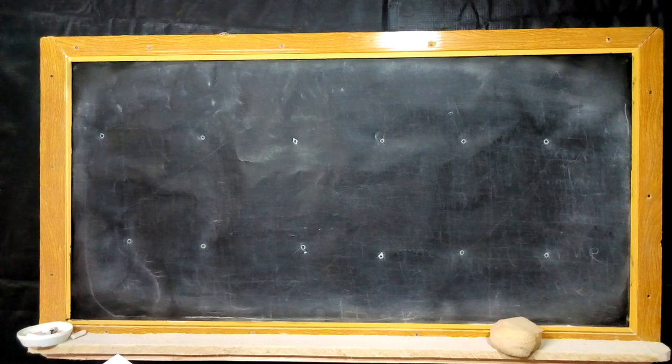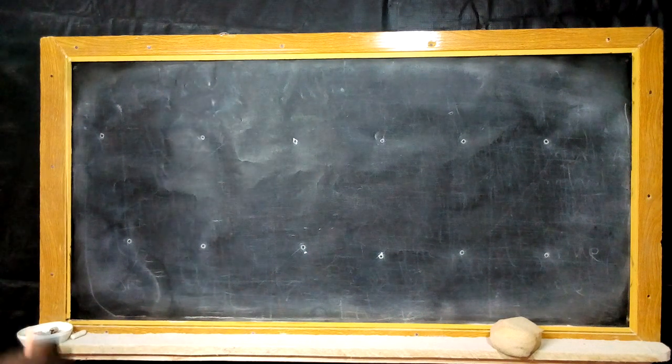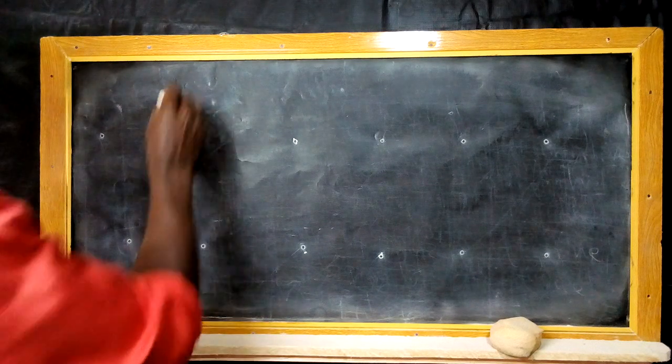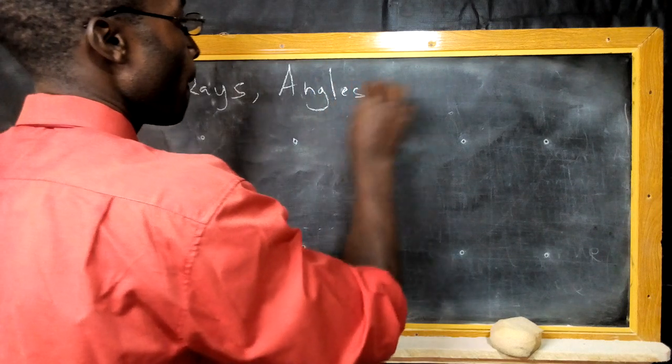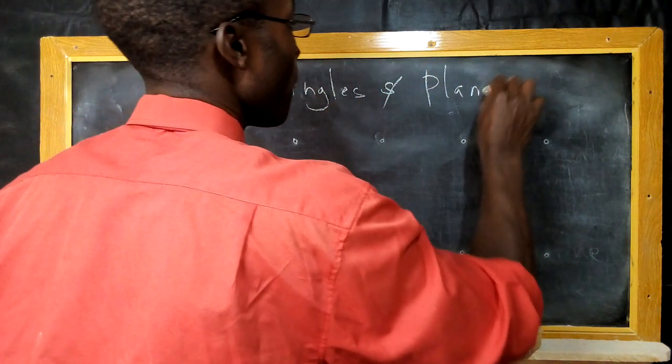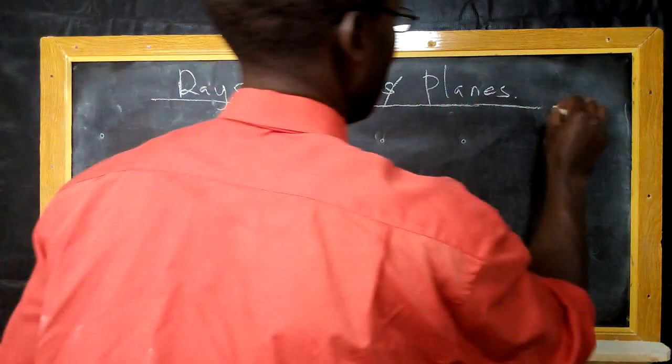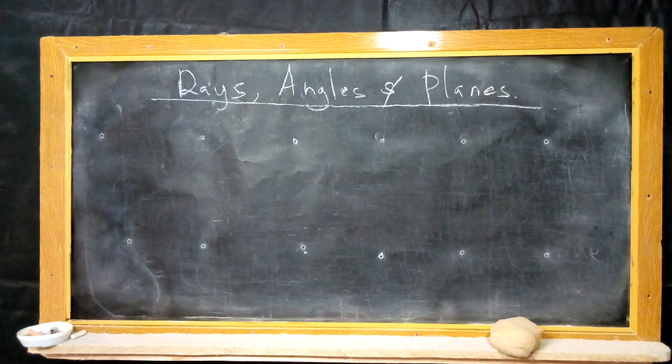So as I said, today we're going to look at a branch of geometry that is part of mathematics, but we're going to narrow ourselves to the topic of rays, angles, and planes. This is fundamentally an introductory part of geometry. Before we go on, it will be important for us to have a small recap of what we have discussed, so that it gives us a footing on how we start.